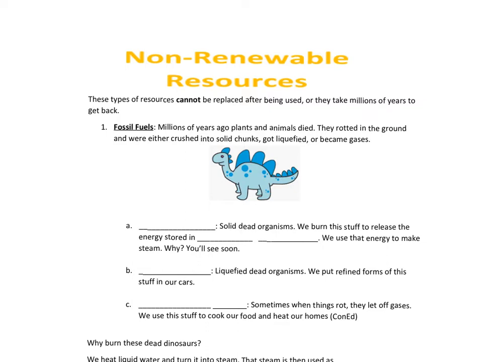So you have these chunks of decomposed dinosaur and plants, or liquefied goo, or some gases trapped under the earth that we have, as humans, figured out how to pull out of the earth and use as a source of energy. So an example here of the solid chunks is coal. We dig up coal from coal mines and then refine it or burn it to release the energy stored in chemical bonds.